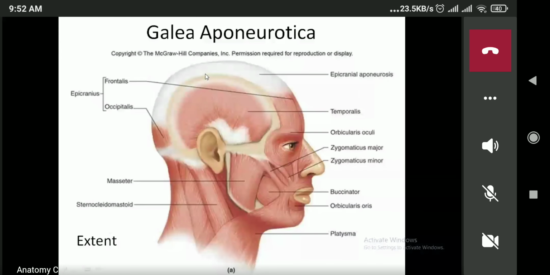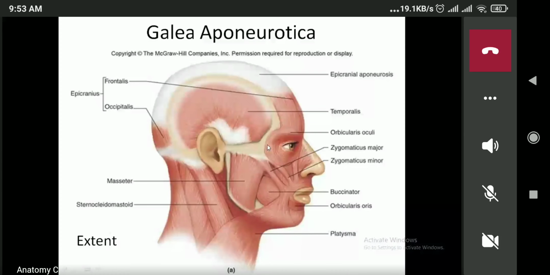And when we talk about the extent of Galea aponeurotica, it extends anteriorly in between the two frontal bellies to get attached to the subcutaneous tissue at the root of the nose. Okay, while this Galea aponeurotica extends backward between the two occipital bellies to reach up to the external occipital protuberance. And the same Galea aponeurotica laterally extends as a thin sheet of membrane to get attached to the zygomatic arch. Okay, this is the extent of Galea aponeurotica.